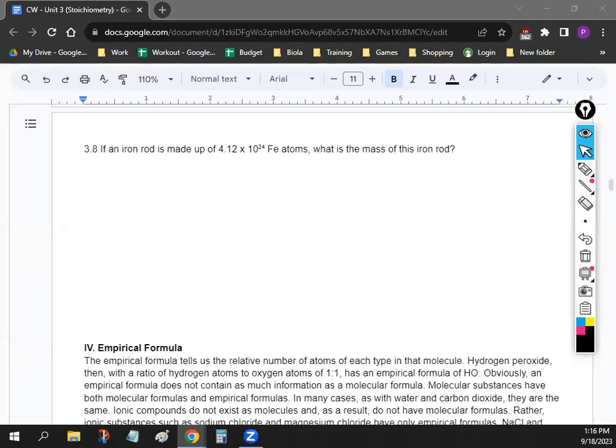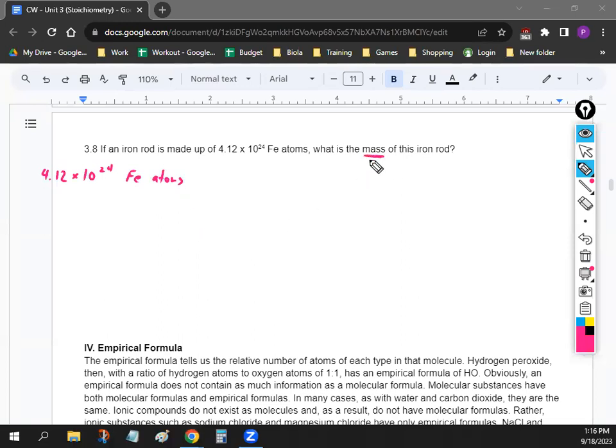We're going to have to use the periodic table for the molar mass here. I know I didn't really talk about that in detail yet, but hopefully you guys remember that from the previous classes. But here we're going to get started with our starting value, which is 4.12 times 10 to the 24, and it tells us that it's Fe atoms, okay? And then we are looking for mass.